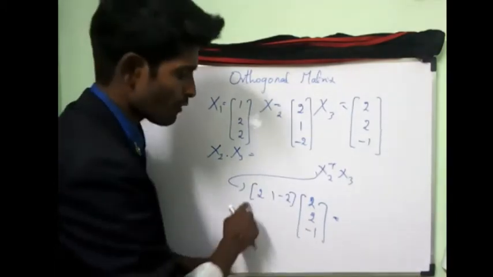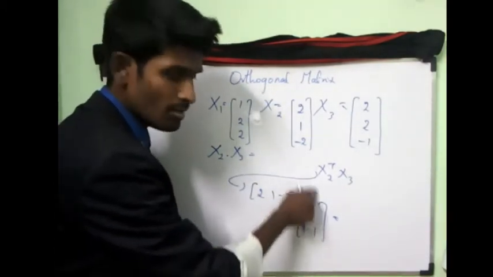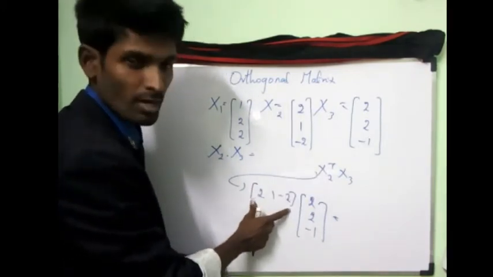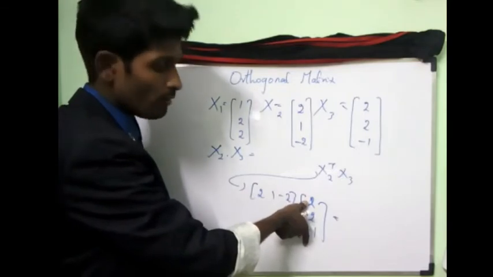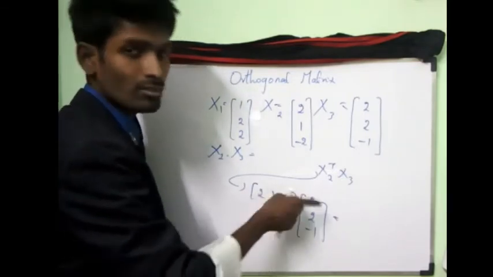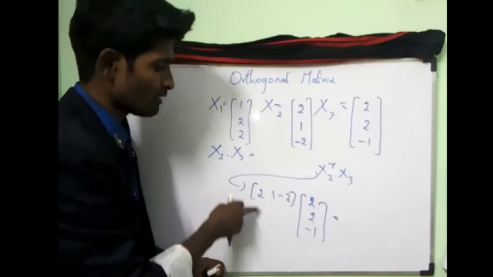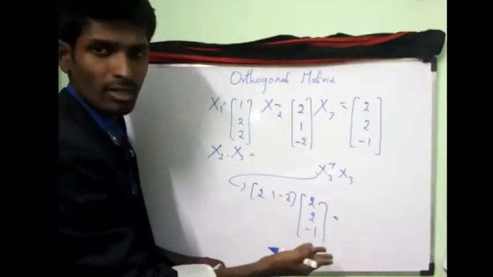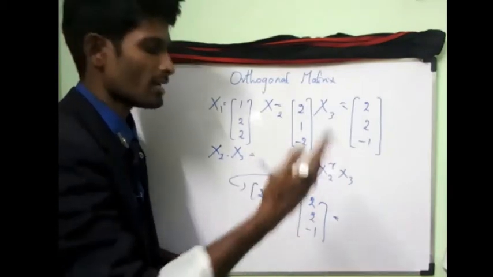All the entries of the first row should be multiplied with the first column. Once again I repeat for you: all the first row of the first matrix should be multiplied with all the first column of the second matrix with the corresponding elements. That means position 1, position 1, position 2, position 2. This is a 1 cross 1 matrix. Okay, is it right? Likewise, you can do it for 2 cross 2, 3 cross 3, anything, no problem.